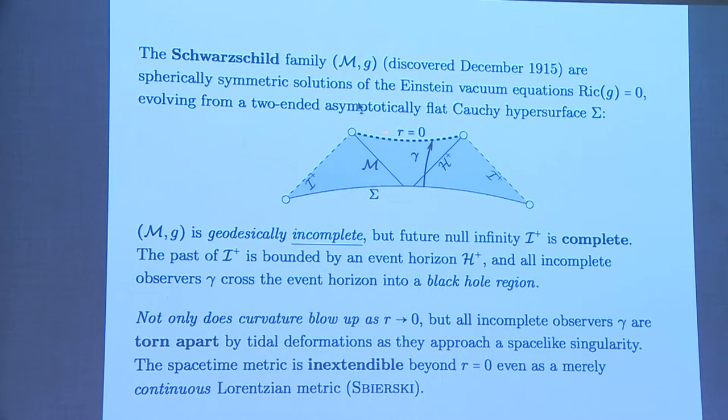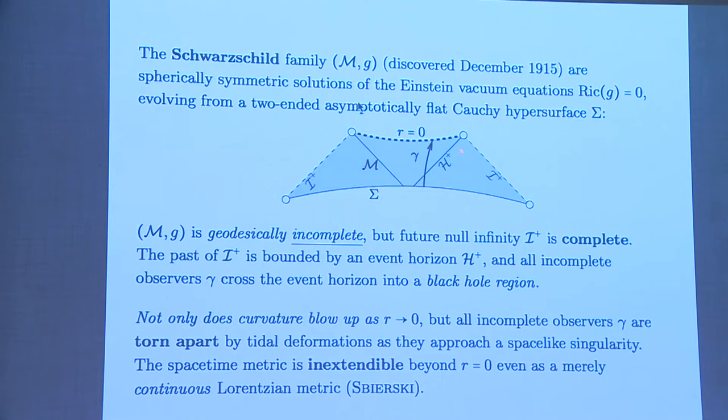If you learn to read these spacetime diagrams, that's what's depicted here. In general, when the past of future null infinity has a non-empty complement, we call that region the black hole region of spacetime. So Schwarzschild is also the most basic example of a solution of the Einstein vacuum equations with a black hole region.